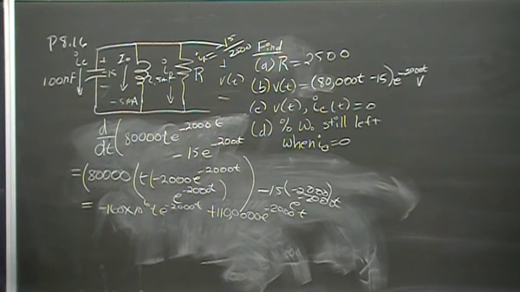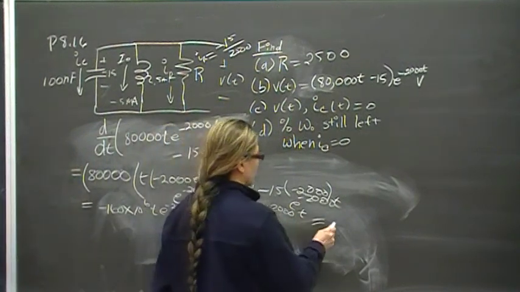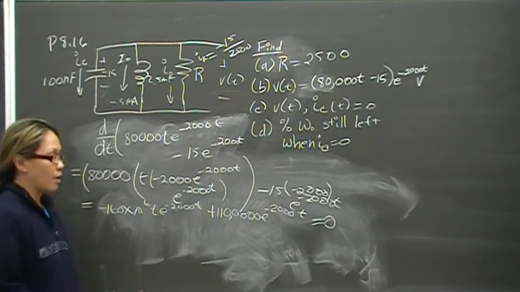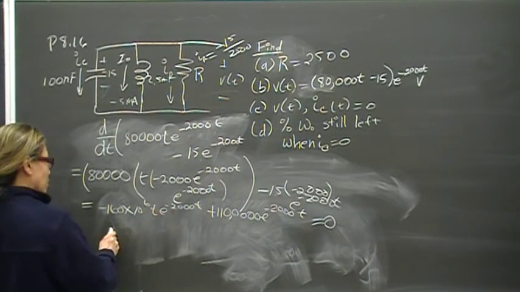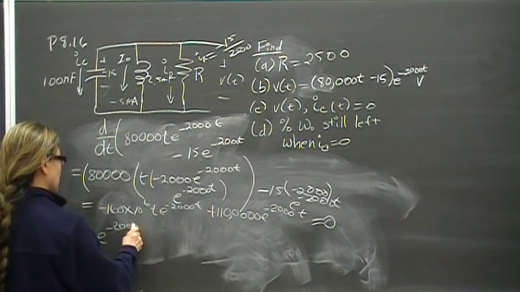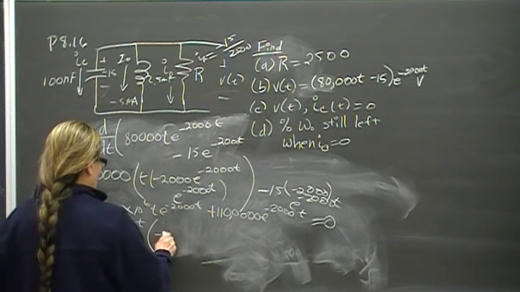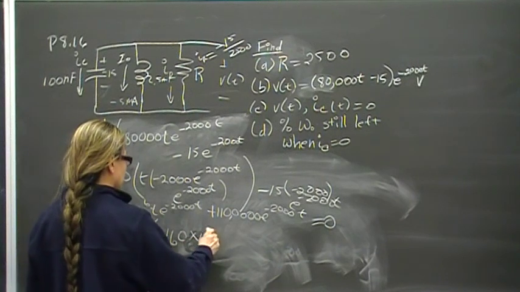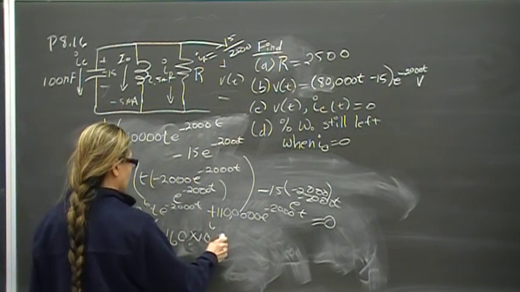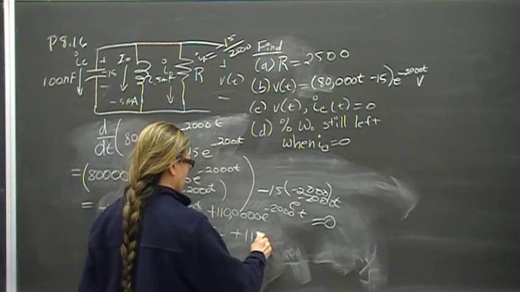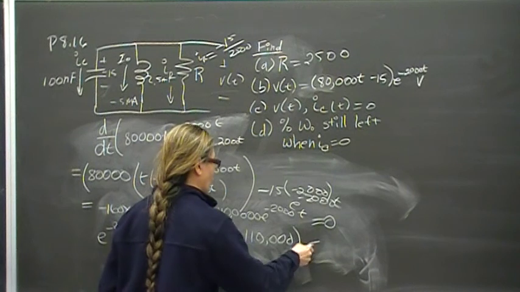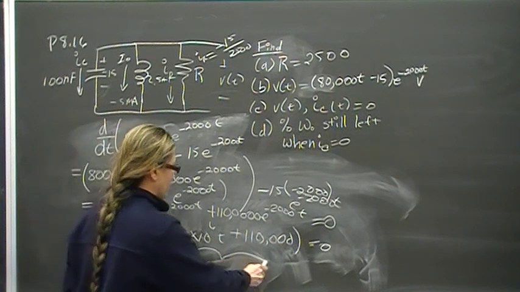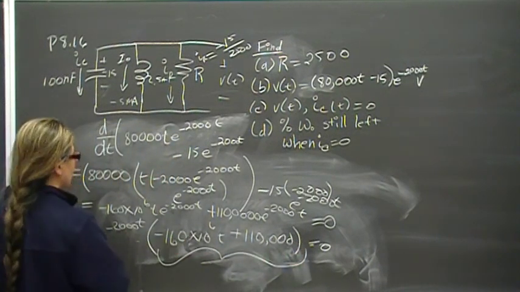Okay, now we have something that we can solve for 0. Set this equal to 0, because that's what we're looking for: when is dV/dt equal to 0, because when dV/dt is equal to 0, then iC is 0, and that's what we're interested in. So when we factor out the e to the negative 2000 t, what's left inside is negative 160 times 10 to the 6 t plus 110,000. Okay, this will never be 0. The only time this equation is 0 is when this is 0. So therefore, t, move it up here.